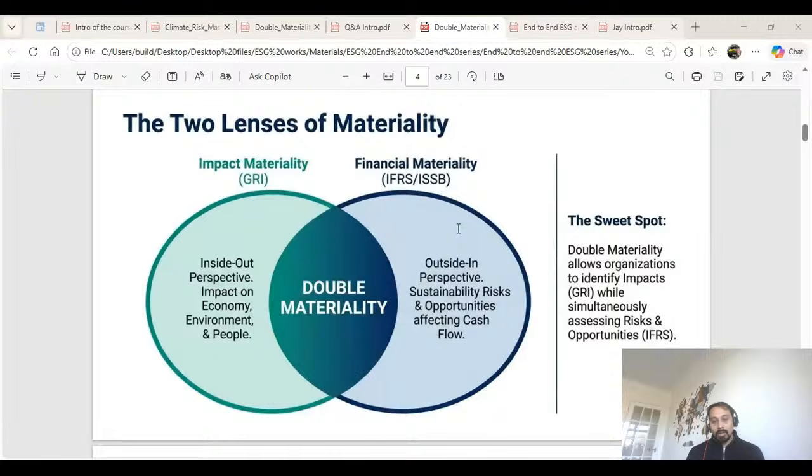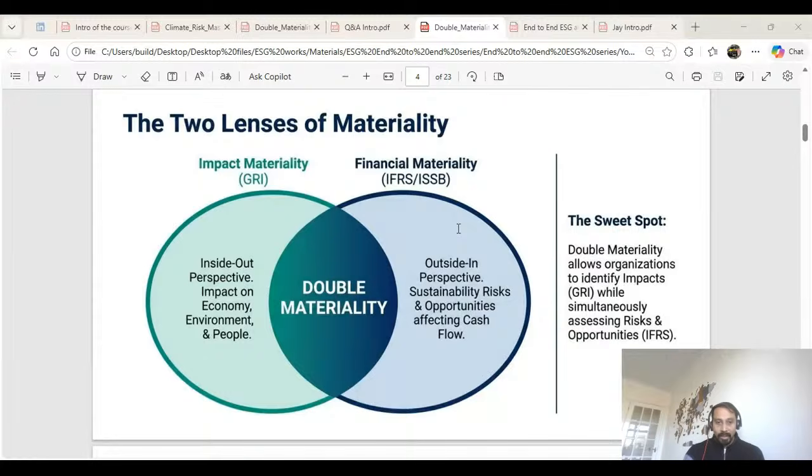That is supported by the IFRS and ISSB. IFRS and ISSB are the standards which help investors and the capital markets get data very well in terms of non-financial data, which also affects the financial data. So the double materiality combines two perspectives. First, impact materiality: how does your company impact the economy, environment, and people?